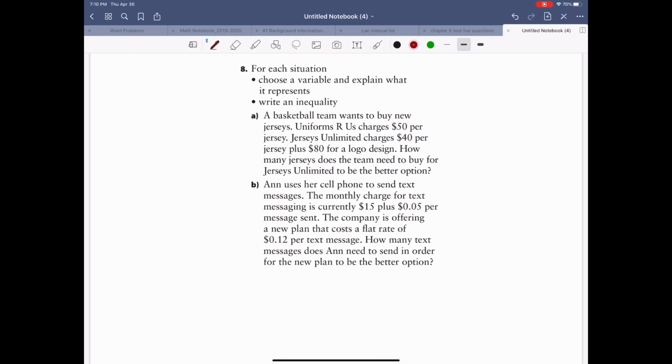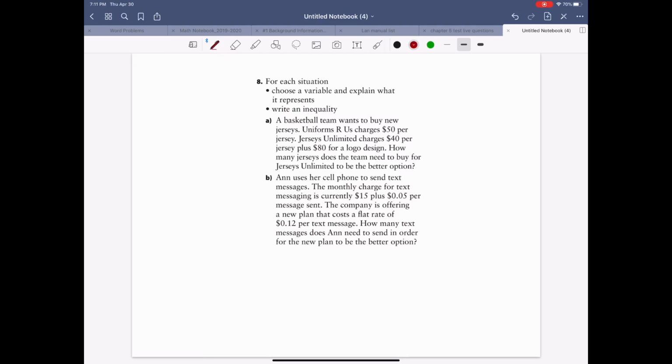A basketball team wants to buy new jerseys. Okay, it's about choices too. One company gives you this plan, this quote. One company gives you another quote. For how many jerseys, it's x. How many jerseys is x? Does the team need to buy for jersey unlimited to be a better option? Okay, so let's say uniform R U is one choice, and jersey unlimited is J U.